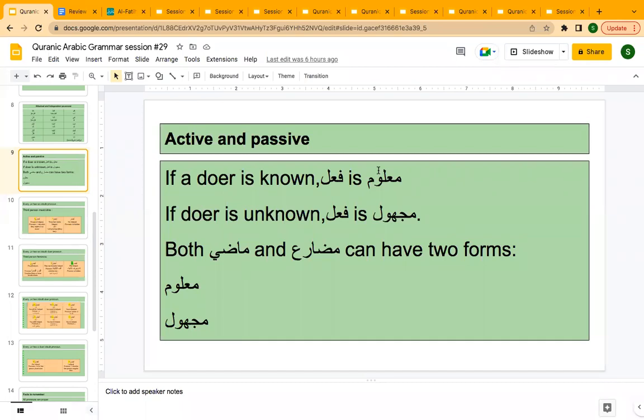Now don't focus on ilm only. Now gain this ilm, okay? So if the doer of your action is known, your fail is ma'loom. When I said Nasara, he helped. Is the doer known?